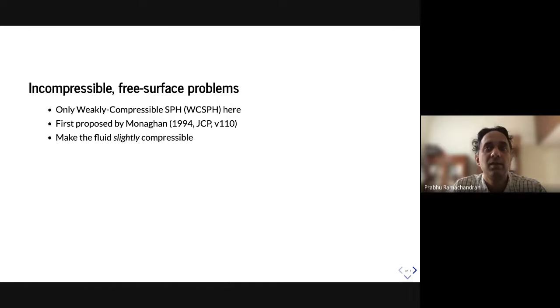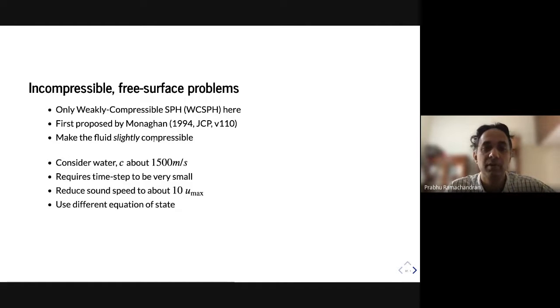And this whole class of SPH schemes was first proposed by Monaghan again in '94 in his JCP paper. And the approach that he uses is to basically make the fluid slightly compressible. So the idea is using all the experience that is gained in using SPH for hyperbolic problems, you essentially make this a weakly compressible problem and solve it in that sense.